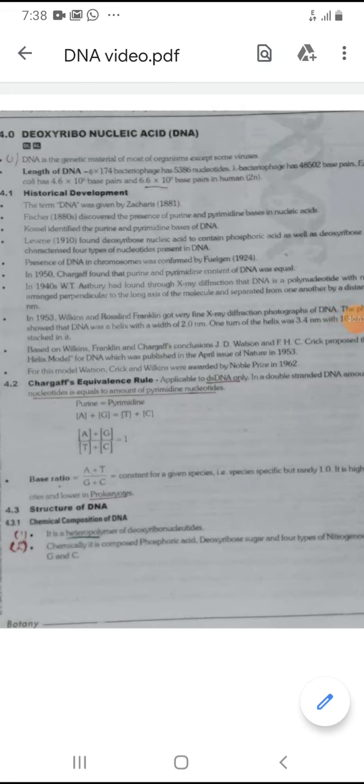Inorganic Chemistry E-class. Our topic for today's class is DNA polymerization. DNA is the genetic material for most organisms except some viruses. In order to understand the biological function of DNA, we first need to understand its molecular structure.